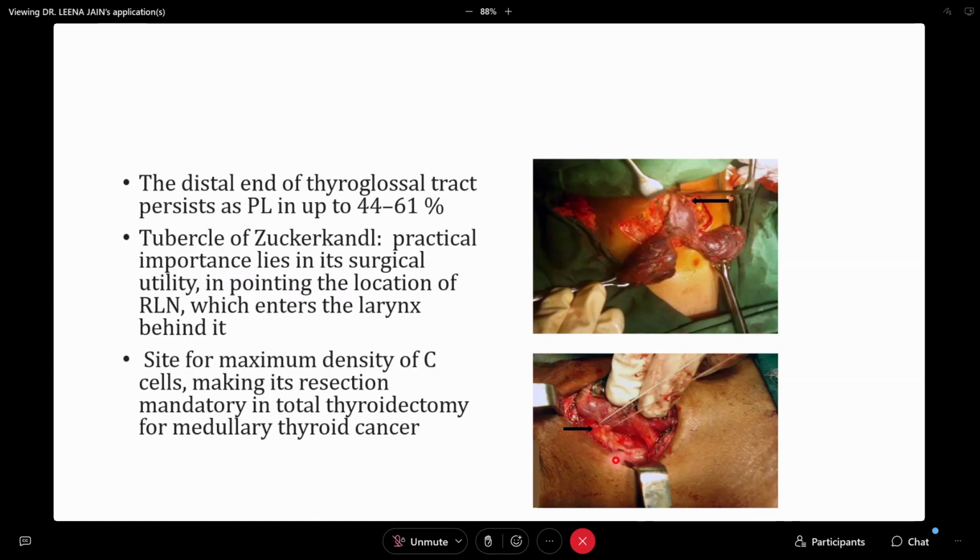One important thing about the tubercle of Zuckerkandl is that it is also a site of maximum density of C cells. Here you have to preserve the vascularity so that you don't hamper the secretion of calcitonin. It also has to be excised in cases of medullary carcinoma of the thyroid, because calcitonin-rich C cells are mostly present in the tubercle of Zuckerkandl area. That is the surgical importance.